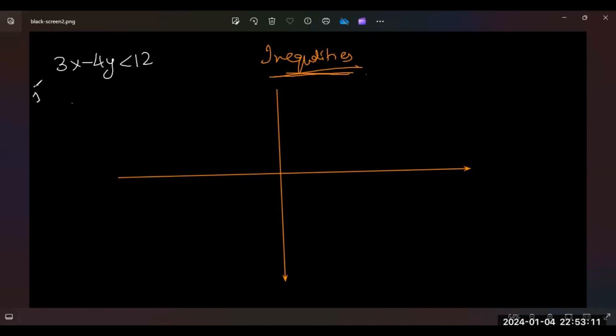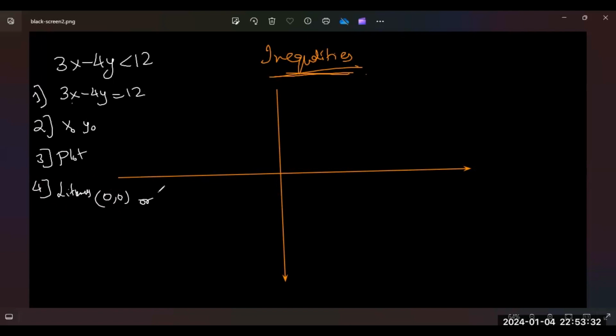First step is you will write it as a line, 3x minus 4y equals 12. You'll write it like an equation of a line. Second step is you will find the x naught and y naught. Then you will plot the line. Then you will do a litmus test with (0, 0) or (1, 0). Fifth, you will mark the region of interest. It's not return on investment, it is region of interest. So (0, 0), first of all, is the origin.